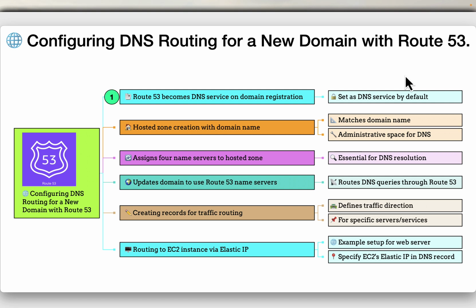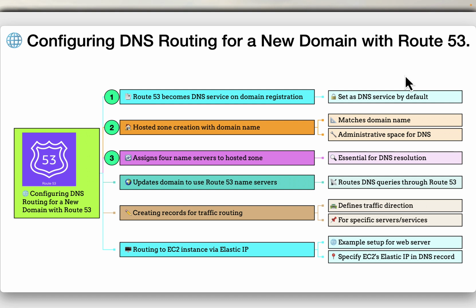Okay, configuring DNS routing for a new domain with Route 53. So first, Route 53 automatically becomes DNS service upon domain registration. When a domain is registered with Route 53, it is set as the DNS service for the domain by default. Second, hosted zone creation with domain name. Route 53 creates a hosted zone that matches the domain name, serving as a home for DNS configurations.